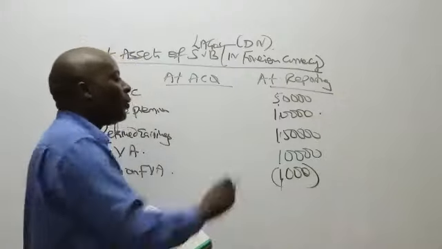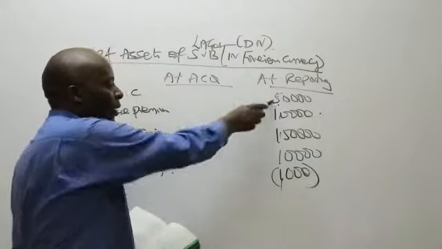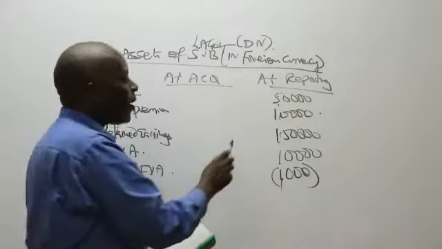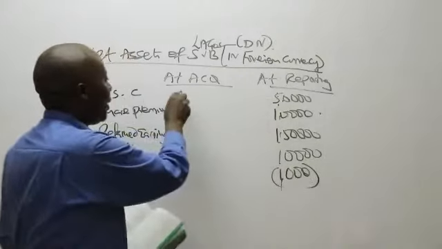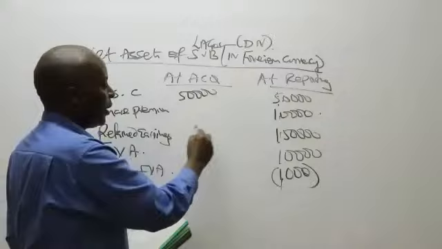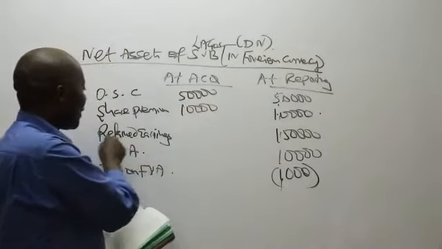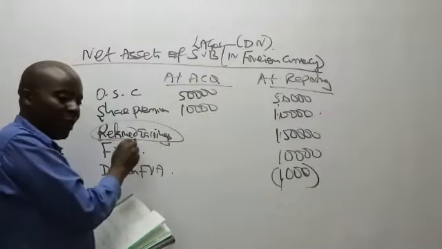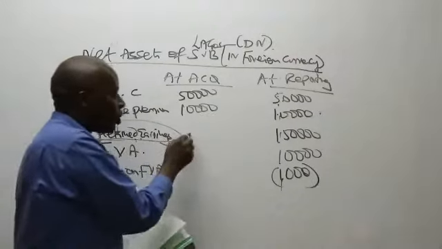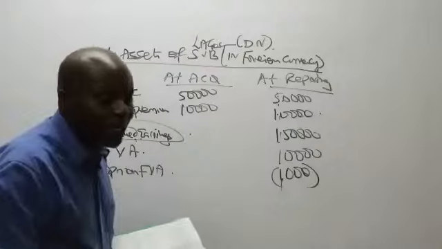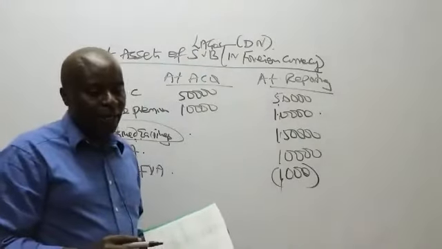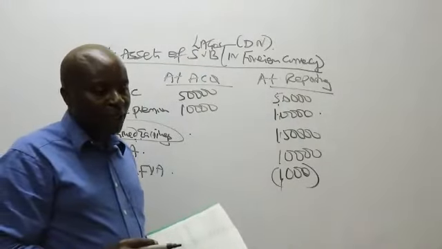Now, I know that most of these things will change here. For example, share capital never changes, it remains the same, 50,000. Share premium never changes, it remains the same. But this one I monitor, this one could let you down. Retained earnings at acquisition is normally given. Are you able to see the retained earnings at acquisition?